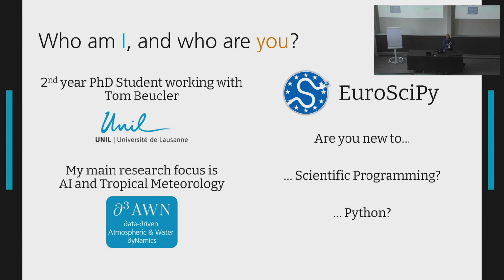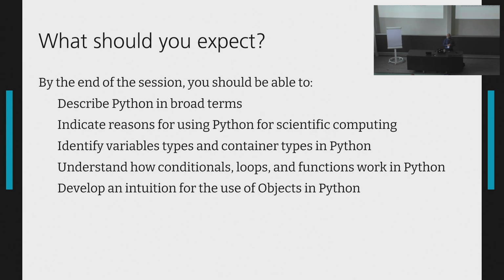So, we'll go into the very basics of using Python for scientific computing, and what you should expect to be able to do by the end of the course. We want you to be able to describe Python in very broad terms, indicating the reasons for using Python in a scientific environment, to identify the basic variable types and also container types in Python, to understand how conditionals, loops and functions work in Python, and to develop an intuition for how objects work in Python.